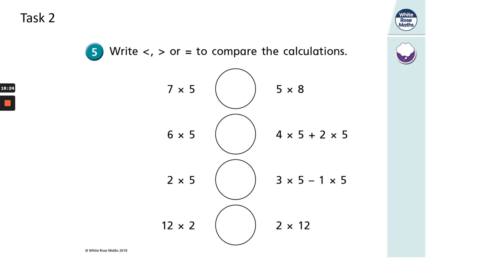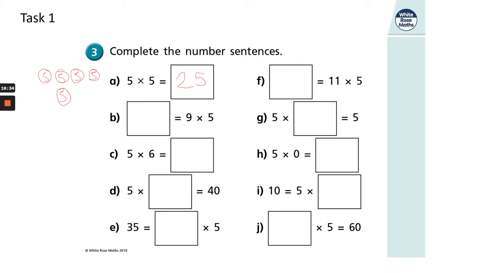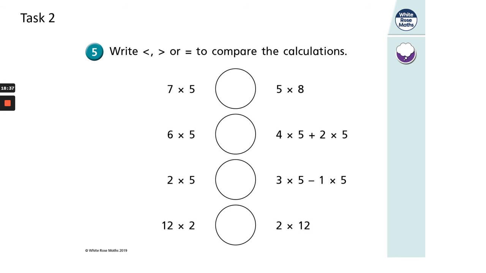Now we looked at this in our first part of our learning. Task 2 and task 3 are our challenges. So if you complete our first task easily, you can move on to the next challenge. Write greater than, less than or equal to each calculation. You need to work out using your number facts of your 5 times tables what each side equals, so you know what we need in the middle. We did this during this PowerPoint, so you should be able to do that.